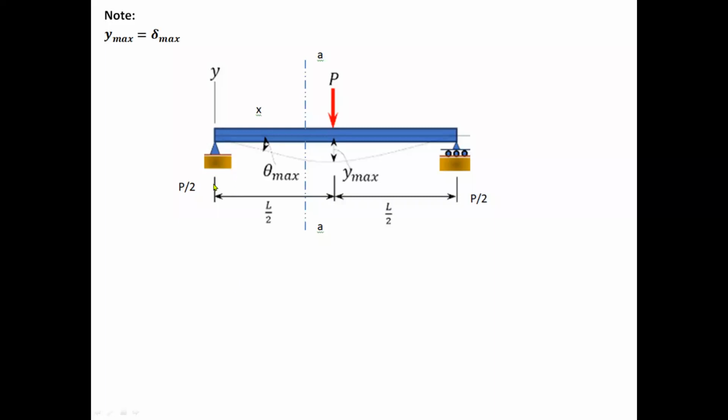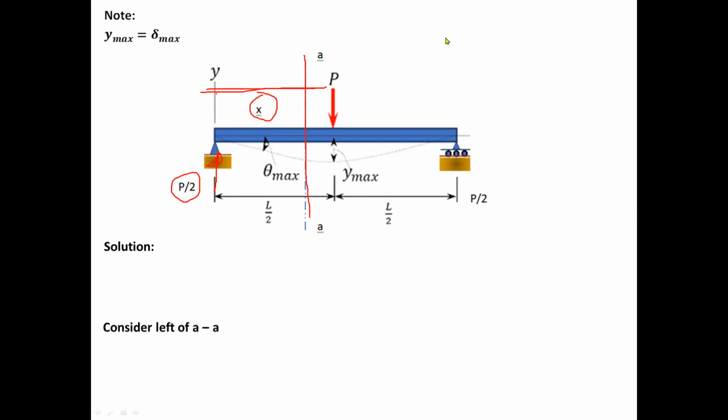As we can see here, meron naman tayong reaction. Ito yung ating reaction, P over 2. And from this point until there, we have a distance of x hanggang doon sa cutting section natin. Now, what do we do next?